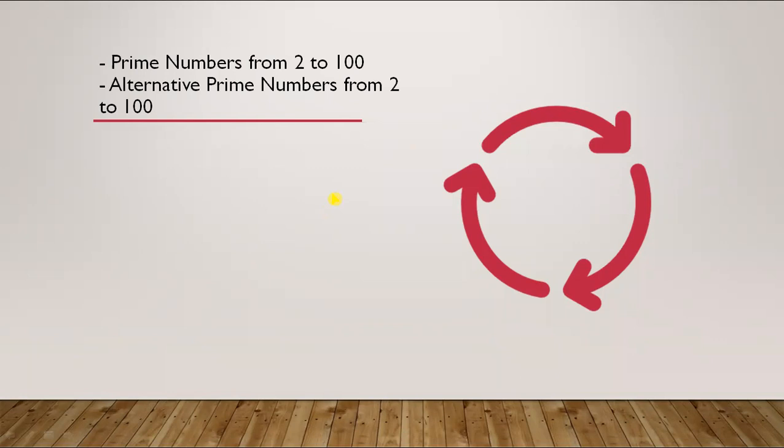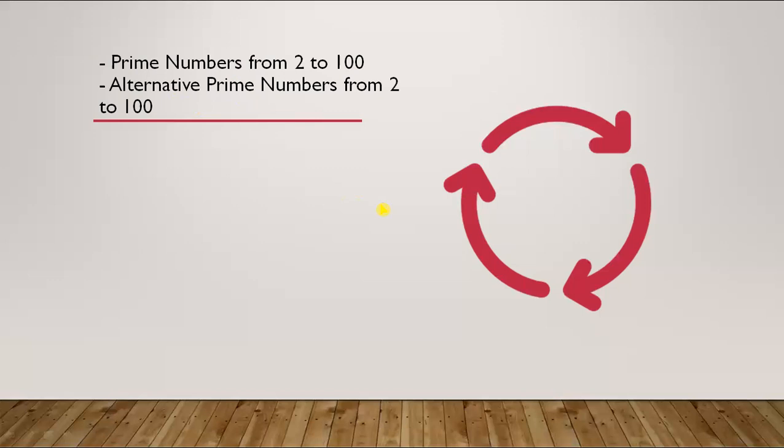In this video, we're going to talk about printing prime numbers from 2 to 100 and also printing alternative prime numbers from 2 to 100, right? In our previous video, we saw what a prime number is and how to identify whether a given number is prime or not. If you still have questions about prime numbers, you can go back to my video, where I explained in detail how a prime number program can be achieved. In this video, we're going to talk about how to print prime numbers from 2 to 100.